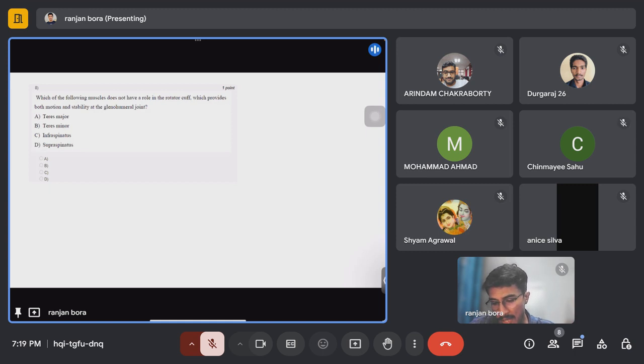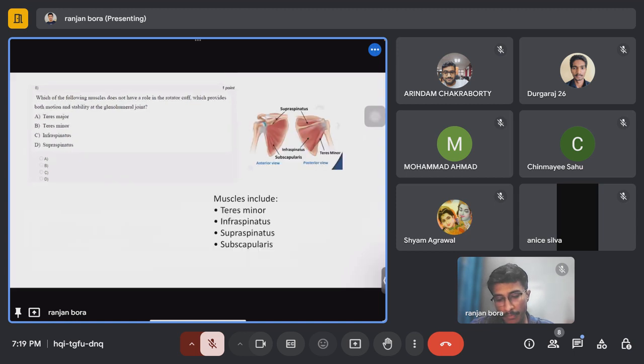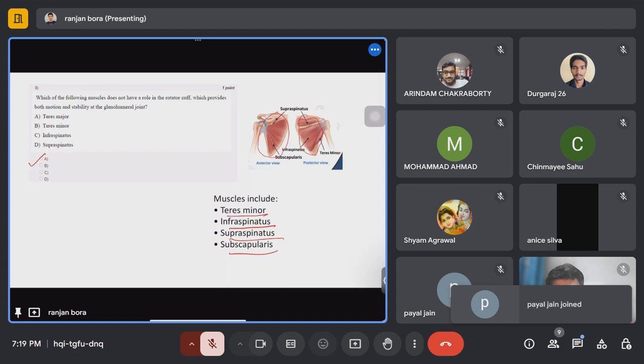Which of the following muscles does not have a role in the rotator cuff, which provides both motion and stability at the glenohumeral joint? These are the rotator cuff muscles as shown in this figure. You can see these muscles are the teres minor, infraspinatus, supraspinatus, and subscapularis. So we don't have teres major. So A is the right answer.